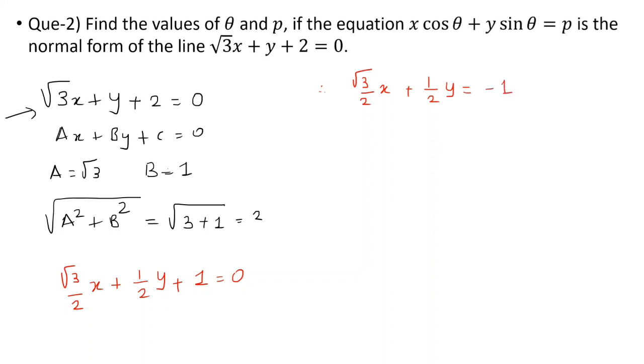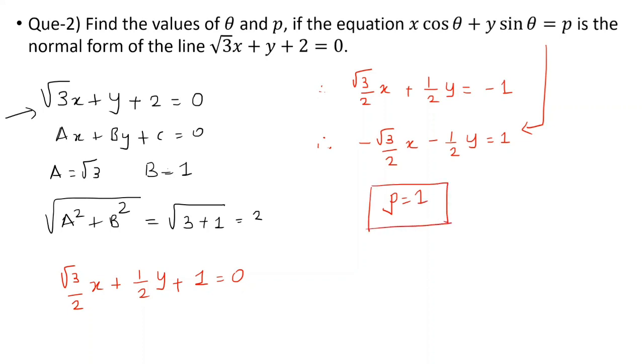I'm going to take this p positive, so I multiply this whole equation by minus 1 and then I'll get minus root 3 by 2 x minus 1 by 2 y is equal to plus 1. Compare this equation with this, I'll get p equal to 1. So now, comparing with this line, I'll get cos theta is equal to minus root 3 by 2 and sin theta is equal to minus 1 by 2.